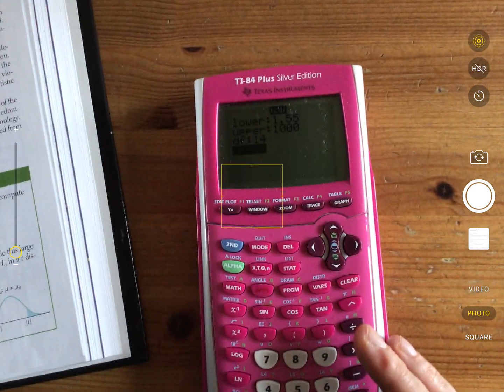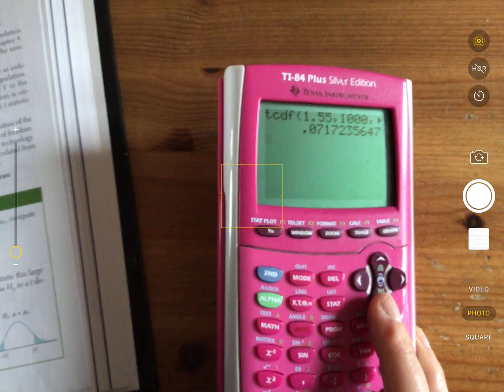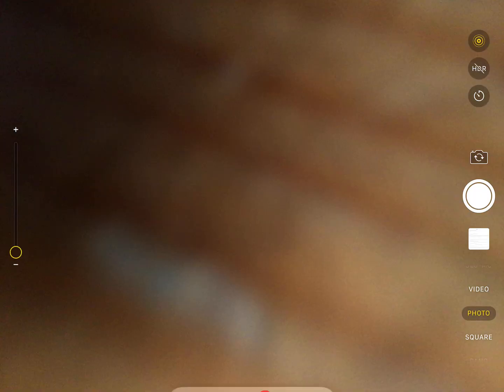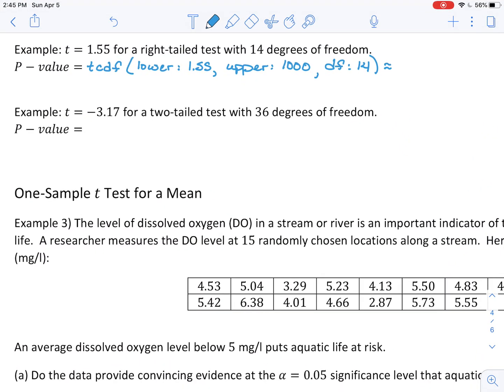So 1.55, and why is that so dark? There we go, 14 degrees of freedom. So when I put that in my calculator, I get the area of 0.0717, which corresponds to what we saw in the table between 0.05 and 0.10.